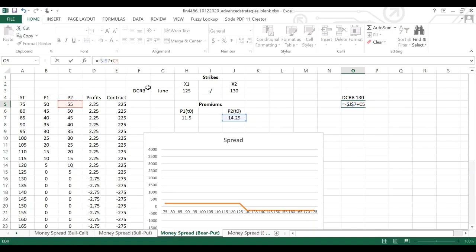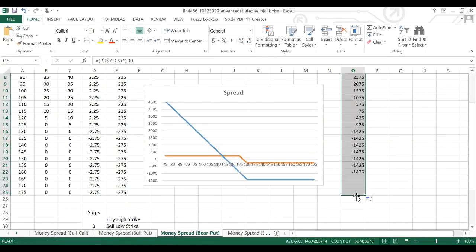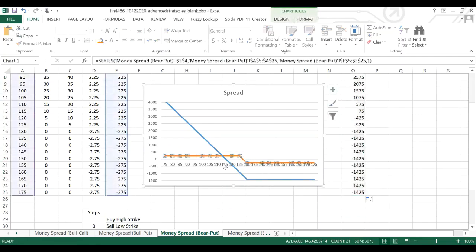So you can add that P2, the intrinsic value here. Then of course we need to multiply all of this by 100, and that would be the profits if you had only invested in the put option. So that is how you have it in your book. That's why the scale changes.